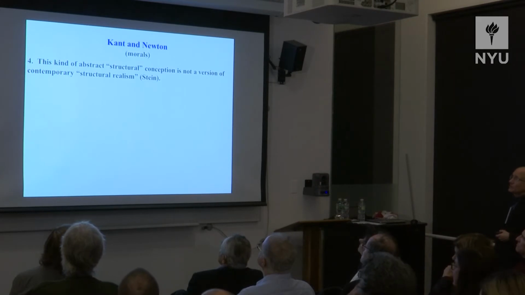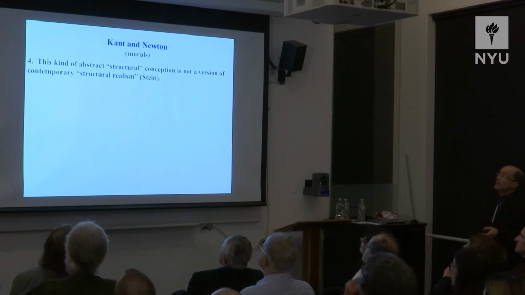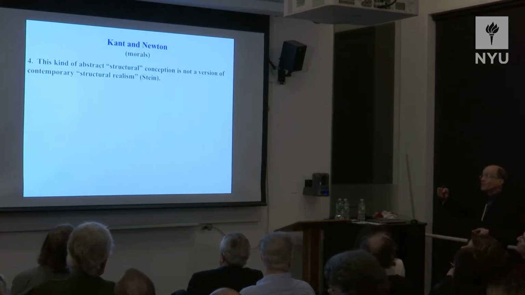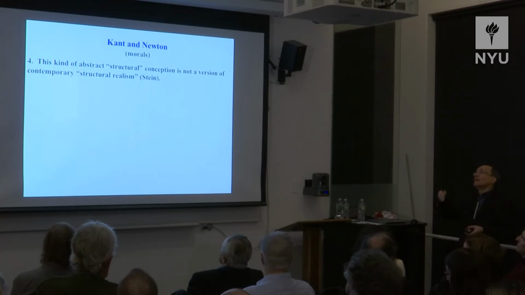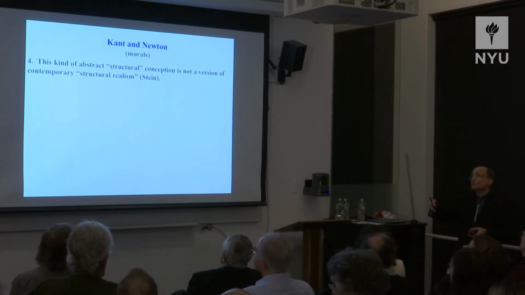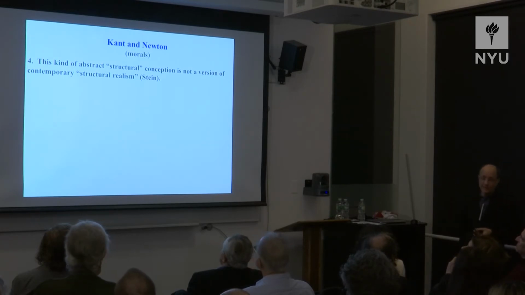This kind of abstract structural conception is not a version of Worrallian contemporary structural realism. Now, that's the point of what Stein is saying, because he's not a realist in that sense. Stein wants to say that both realism and instrumentalism are basically right. It's only anti-realism that's bad. What is instrumentalism? It's the emphasis on the experimental measurements that you need to have in order to be licensed in ascribing to the phenomena the theoretical concepts that you want to predicate of them.